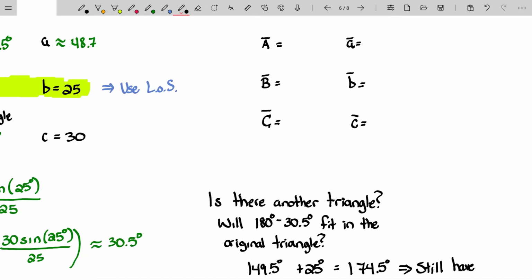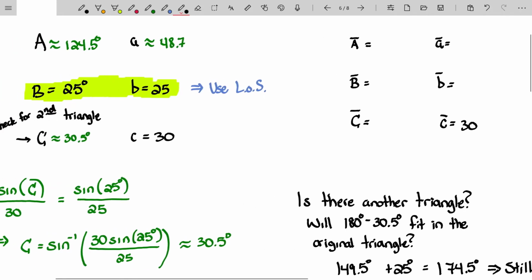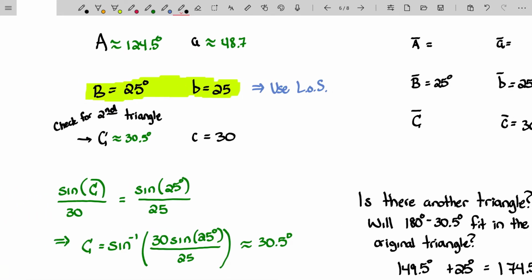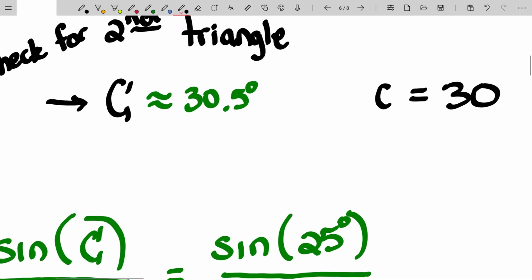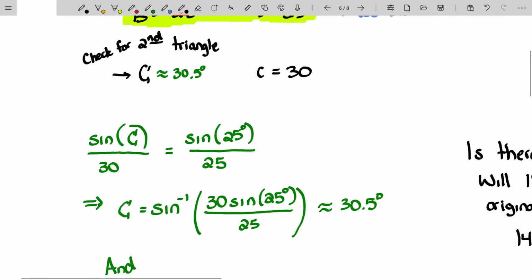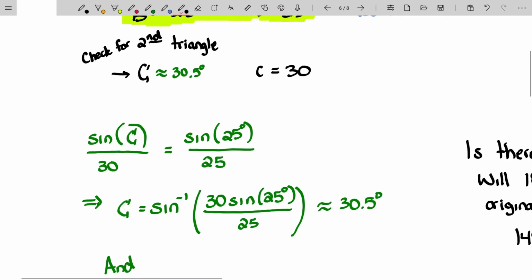So side C bar doesn't change. It's still 30. Side B bar doesn't change. That's still 25. And angle B bar does not change. That's still 25 degrees. So that stuff is concrete. But angle C bar, that is no longer 30.5. It's 180 minus how we got 30.5.